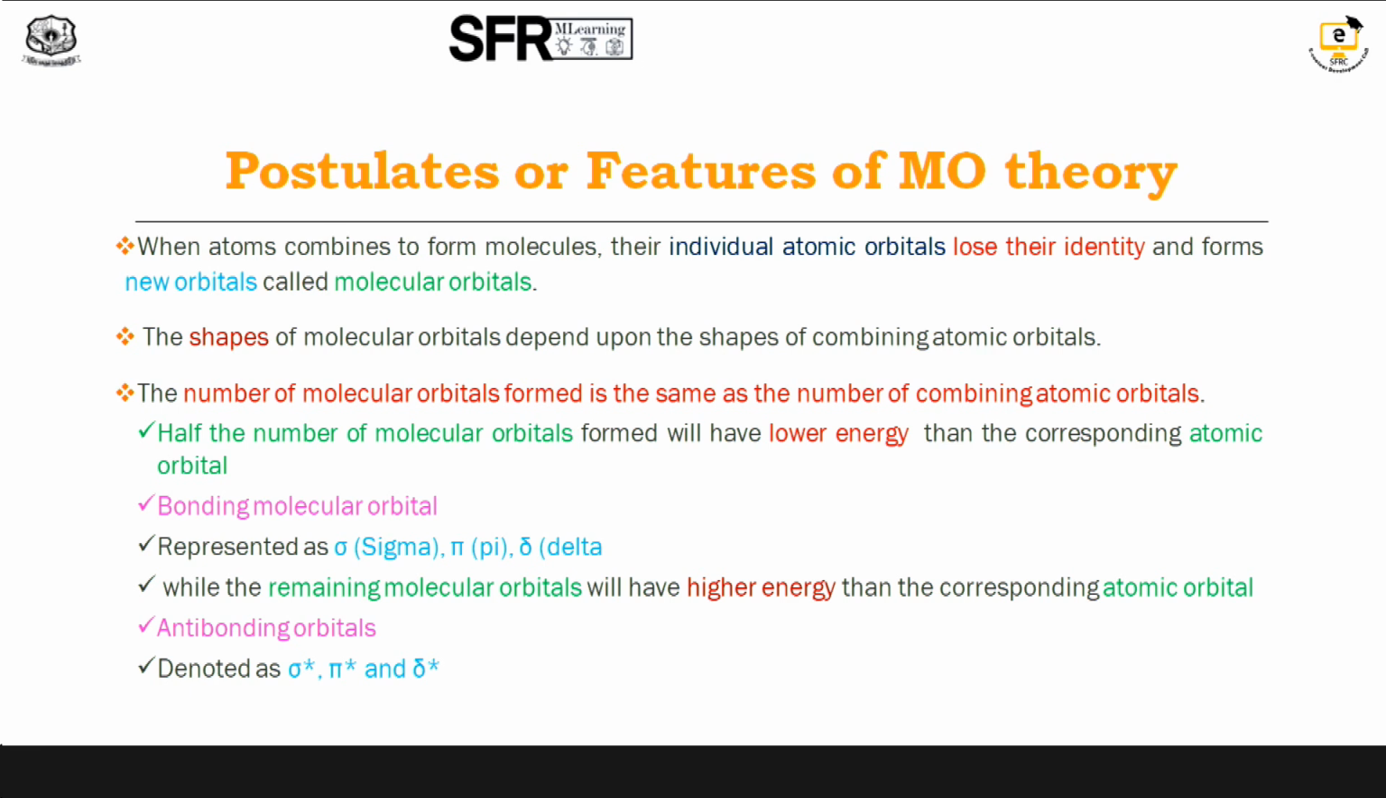In the MO theory, it is proposed that when two atomic orbitals combine, they form molecular orbitals. That is the first postulate. When two atomic orbitals combine, they form two molecular orbitals. That is, the number of atomic orbitals combined gives the number of molecular orbitals. Out of the two molecular orbitals, one is the bonding molecular orbital and another one is the anti-bonding molecular orbital.